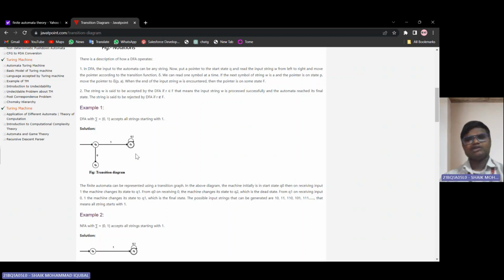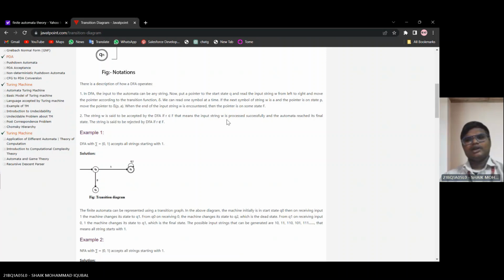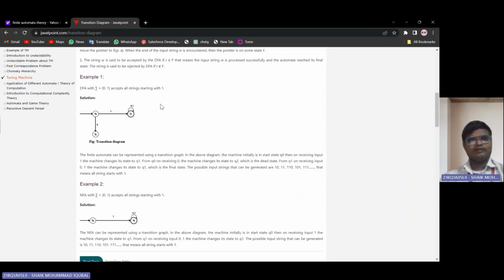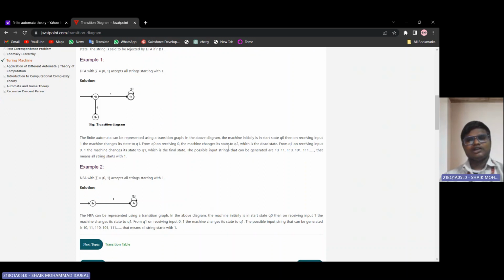The input string W is processed successfully and the automata reached its final state. The string is said to be rejected by DFA. The finite automata can be represented using a transition graph. In the above diagram, the machine is initially in start state Q0.